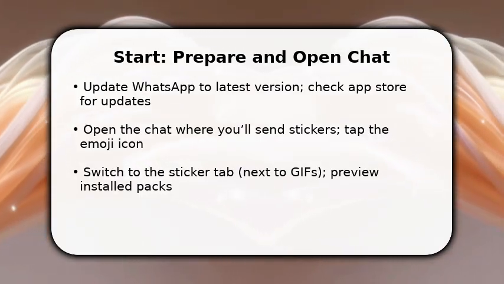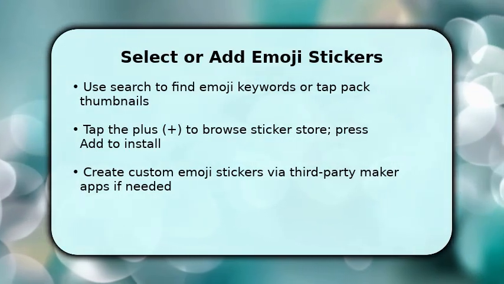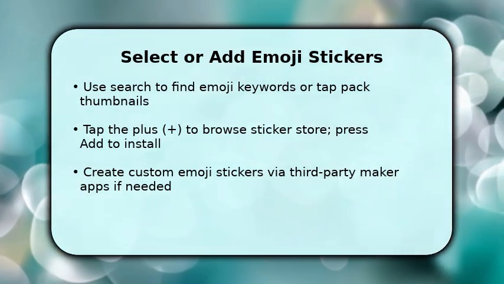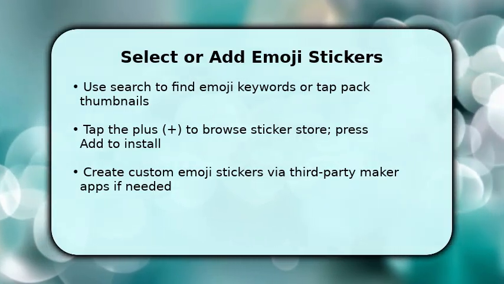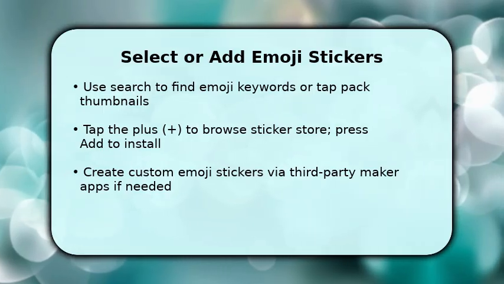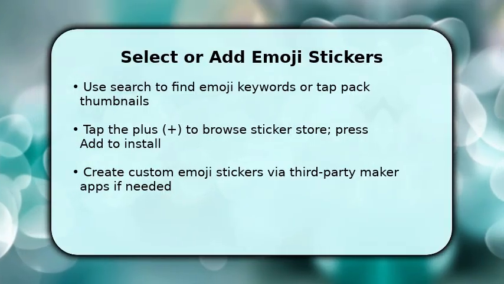You can tap a pack thumbnail to open it and then choose a sticker. Short taps send immediately, while long press shows save or favorite options. Alternatively, press the plus in the sticker tab to browse and add new packs. Add gives instant access. If you want a custom emoji sticker, use a Sticker Maker app.